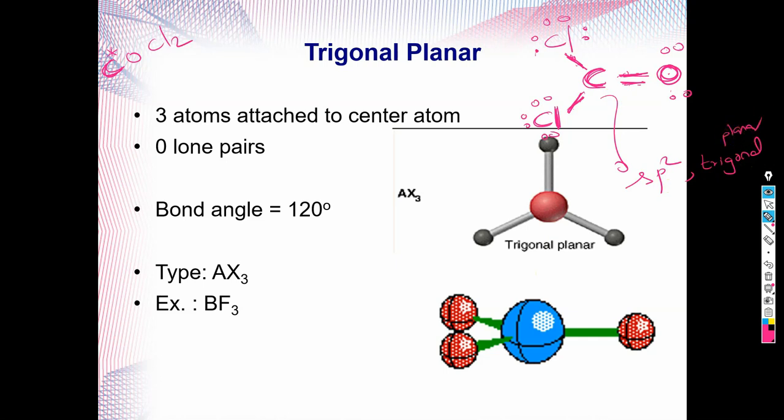It is trigonal planar, and that's pretty much all you need to do. So this is an example of the carbon with an sp2 hybridization. That is a good example of a trigonal planar structure.